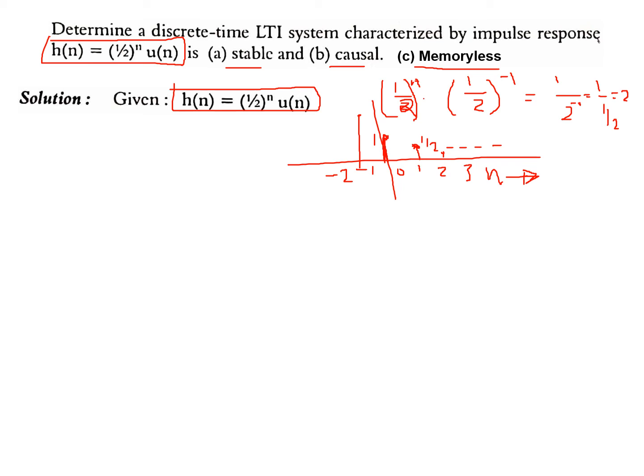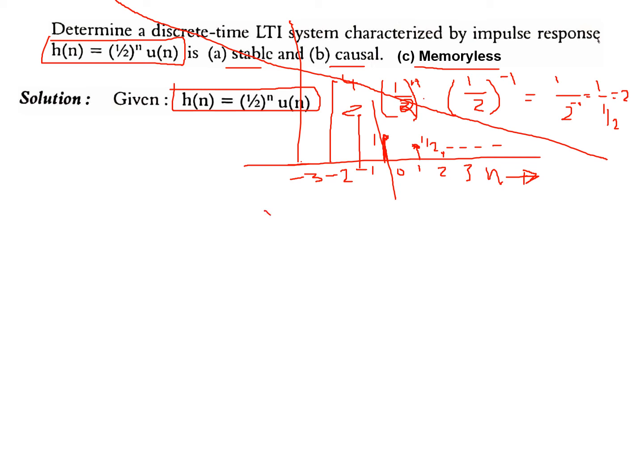If I go leftward: 1 by 4, half, 1, 2. The next value, if I put n equals minus 2, is definitely 4. At minus 3, the value is 8. It keeps on increasing. Like that, if I put n equals minus 4, minus 5, up to minus infinity, the value keeps on increasing. So from infinity, the value keeps on decreasing. It is a falling exponential, both sided.